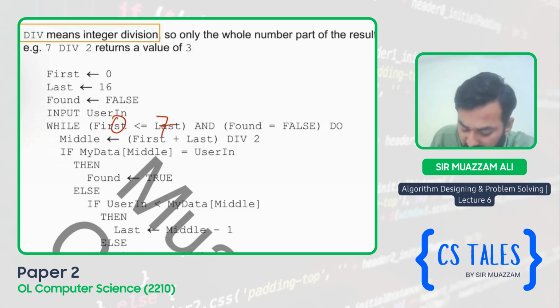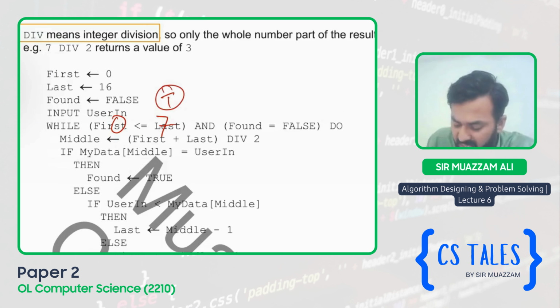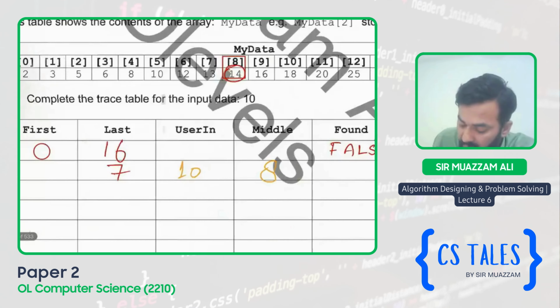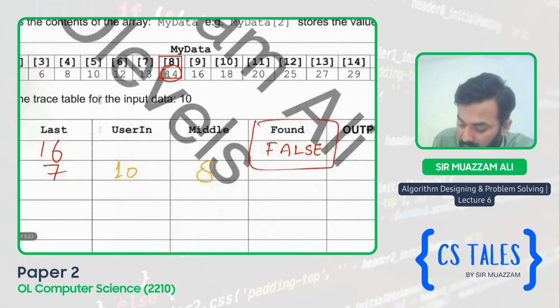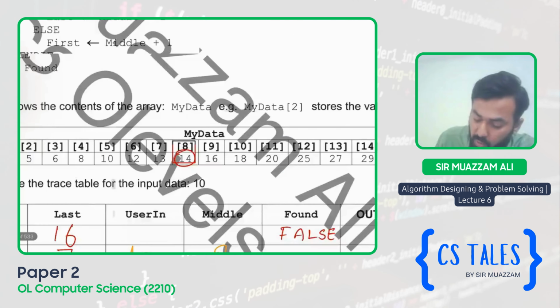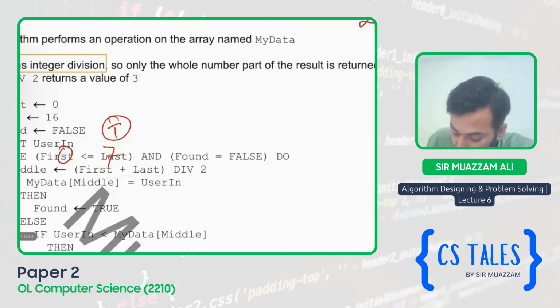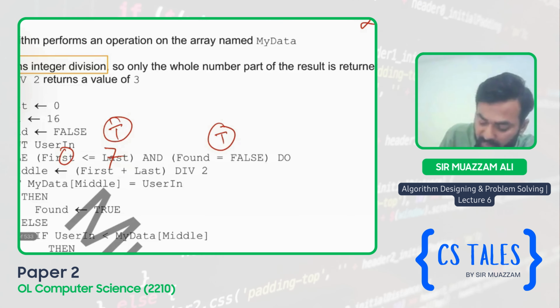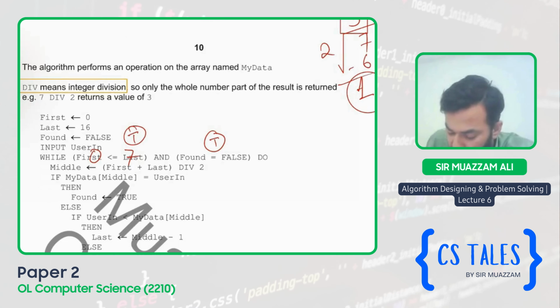Tell me, is this condition true or not? 0 less than or equal to 7. This condition is true. When this condition is true, check whether found is equal to false or not. Yes, found is equal to false. It means both conditions are true, so you can move into the loop body. Both conditions are true, then do.